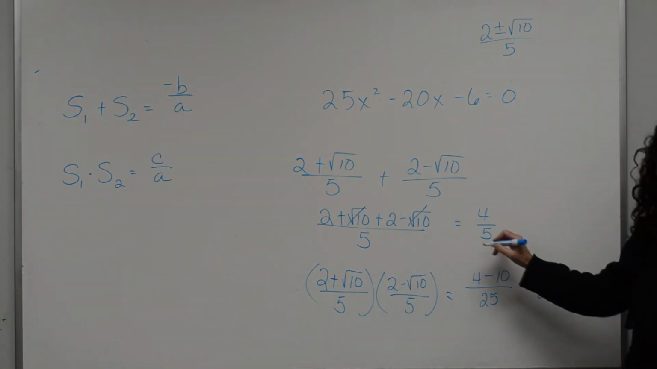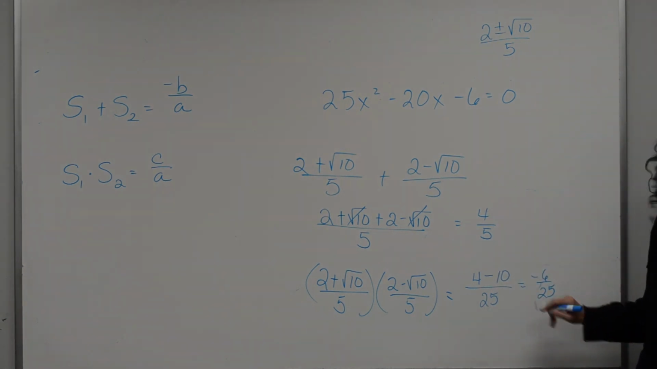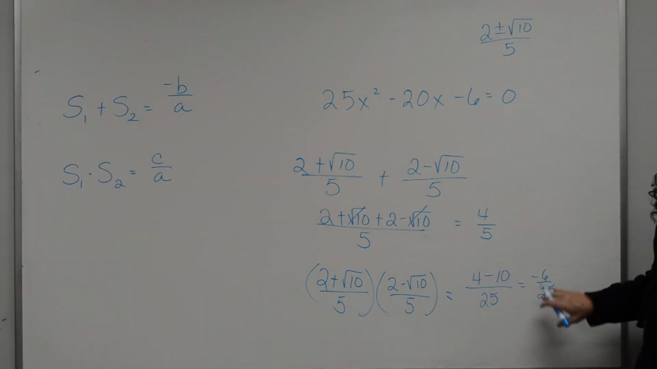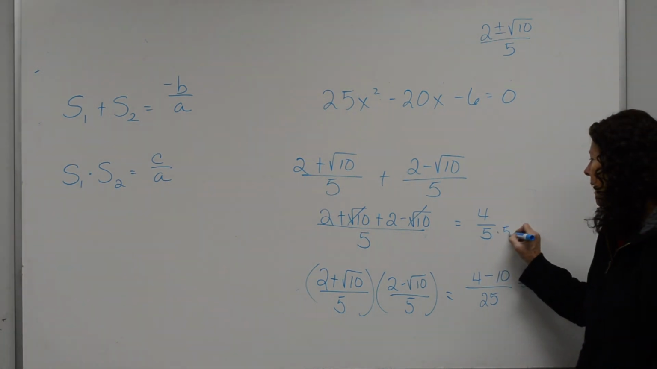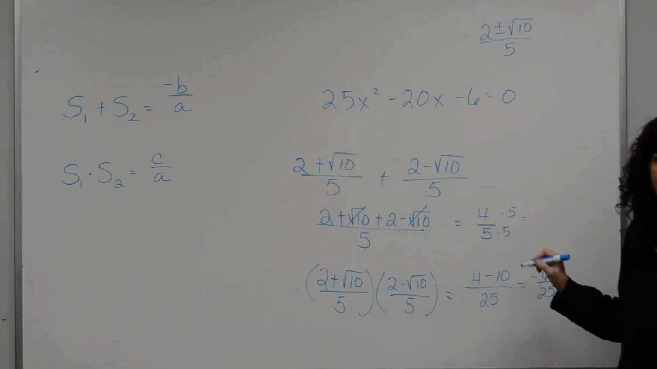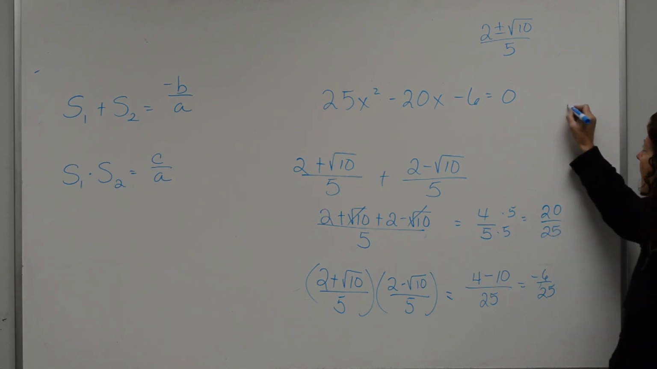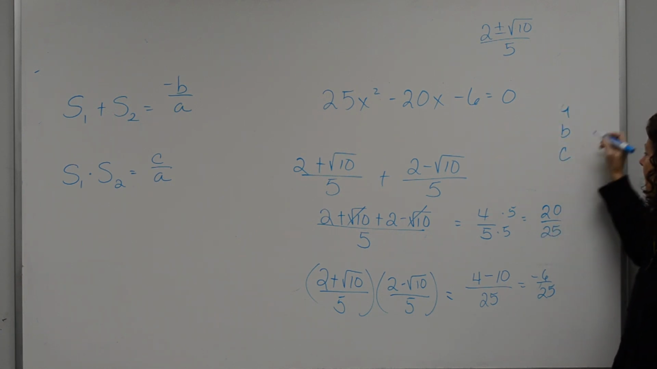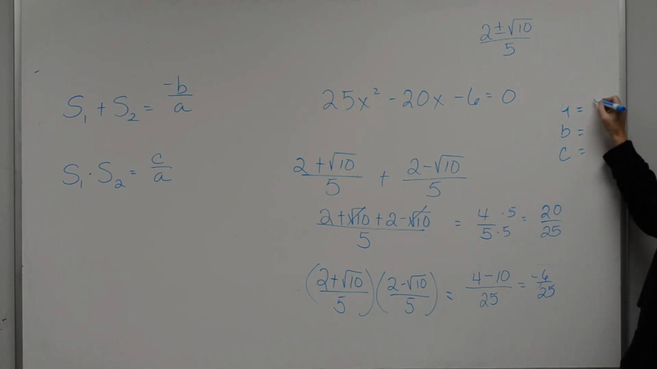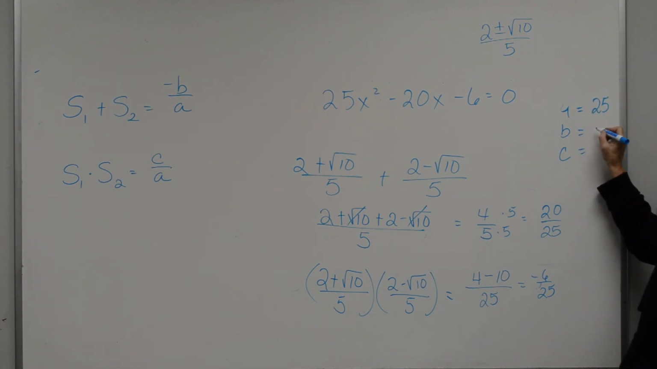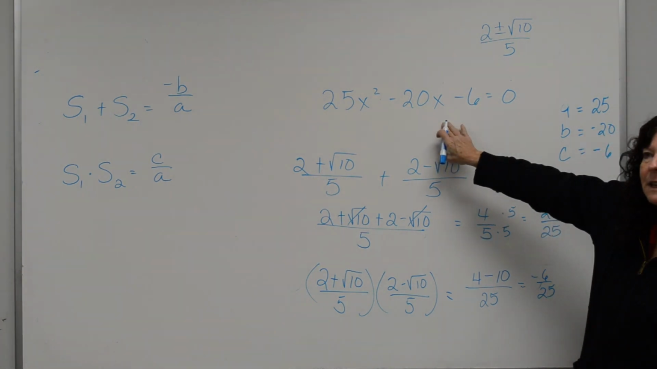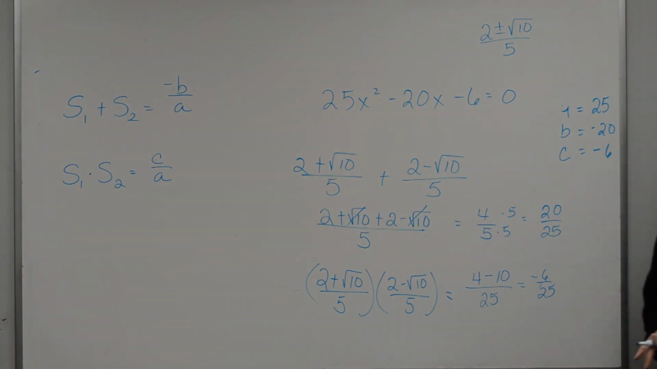Oh, wait a minute. The A's don't match. I can't make the 25 into 5, but I can make the 5 into a 25. So I multiply the top and the bottom here by 5, which gives me a 20 over 25. Now I can do my A, my B, and my C. What's my A? 25. What's my B? Negative 20. What's my C? Negative 6. And I think if you put it back in the equation form, you're going to find that it matches. Does that make sense? Okay.